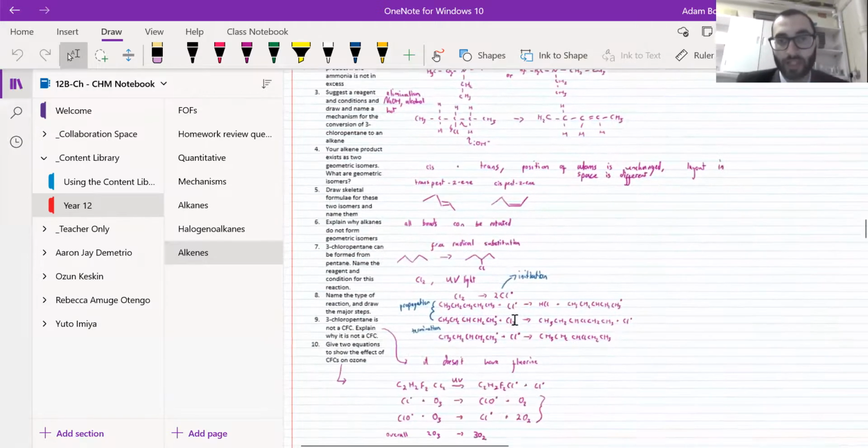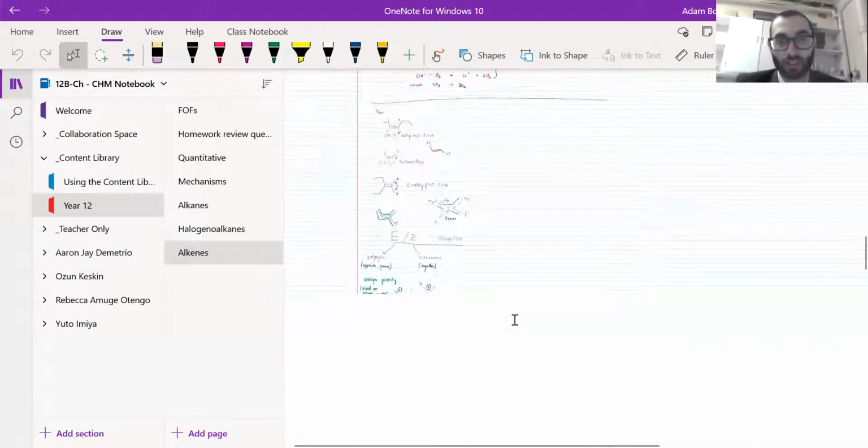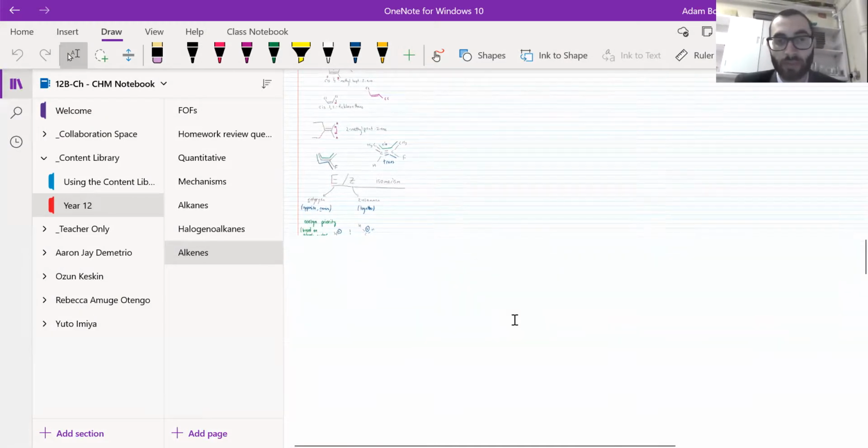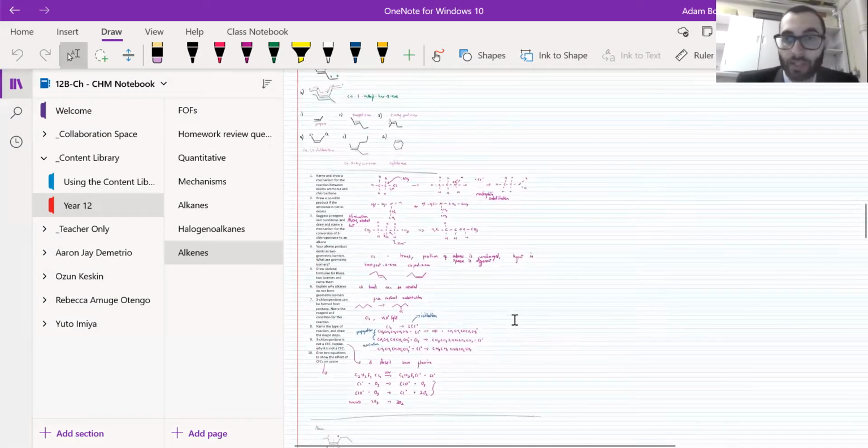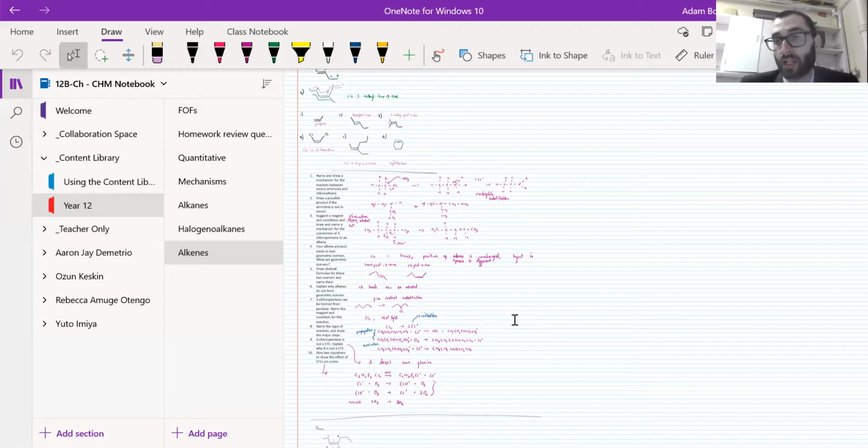And again, this is how we reviewed it, and you can see just the quantity of work. This will be a couple of lessons' worth. Now the reason why we like it this way is because our students in year 12 do not write any notes. There is no need for them to write any notes.